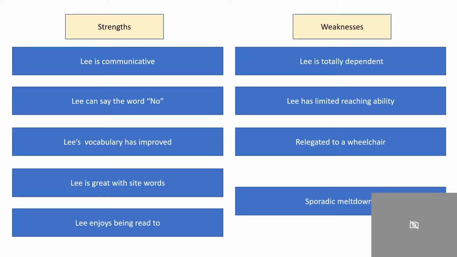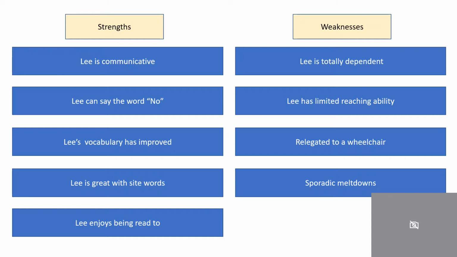He has sporadic meltdowns when he feels envious of same-age peers that have normal abilities. Lee has difficulties with understanding how others feel and the ability to attend to a task for extended periods of time.